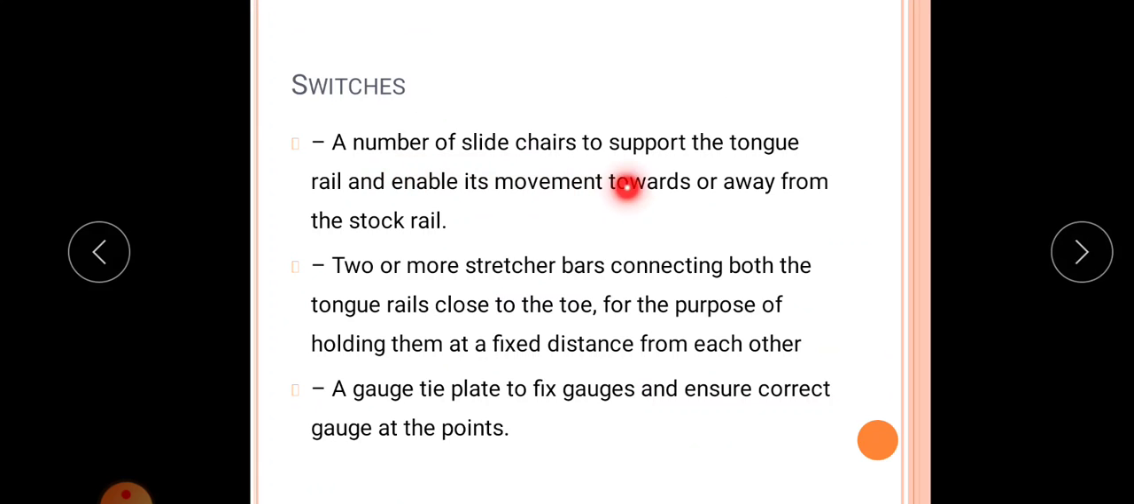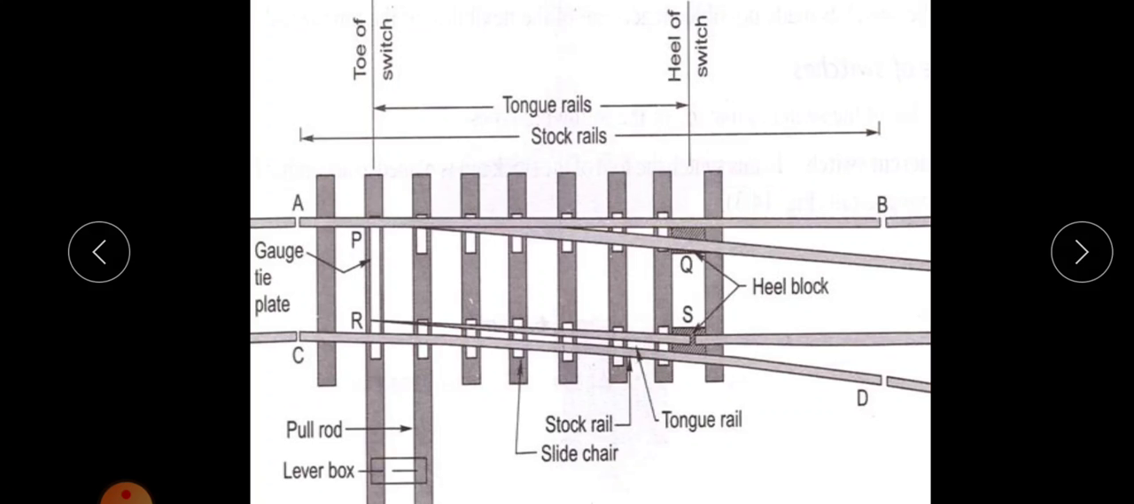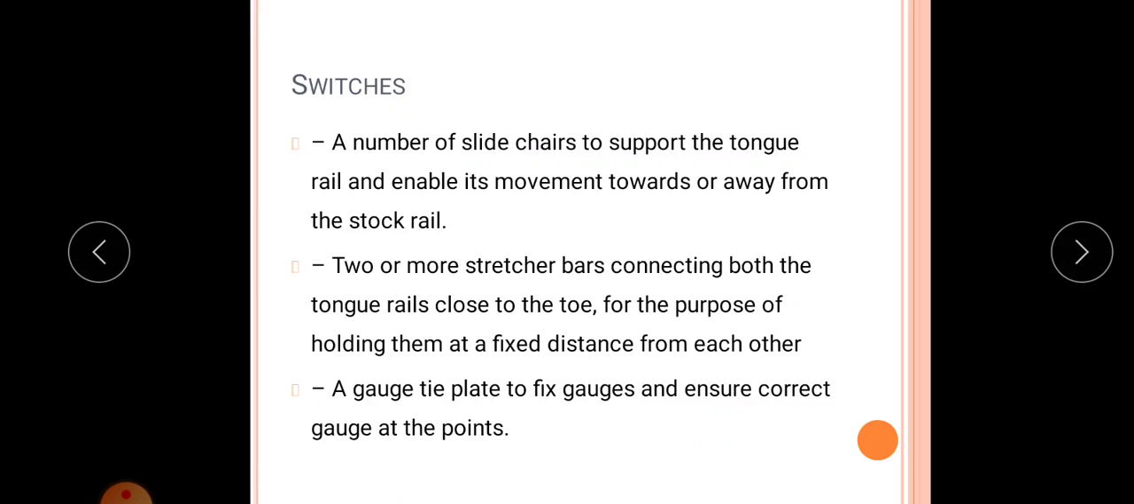So a number of slide chairs support the tongue rail and enable its movement towards or away from the stock rail. That is, these are the slide chairs. Then two or more stretcher bars are connecting both the tongue rails close to the toe for the purpose of holding them at a fixed distance from each other. Then a gauge tie plate is provided to fix the gauges and ensure correct gauge at the points.